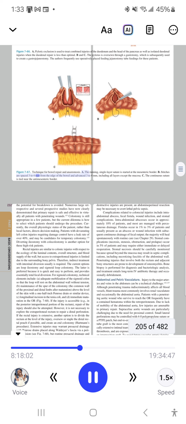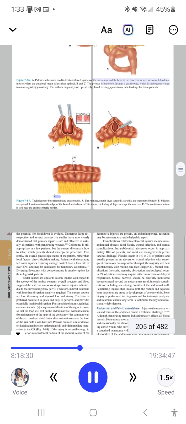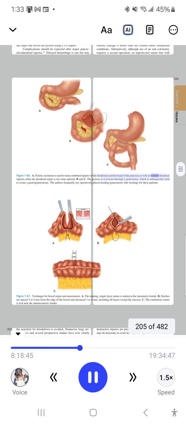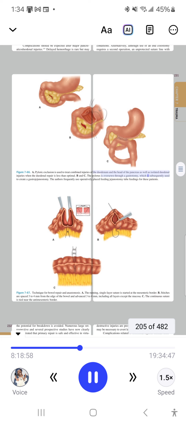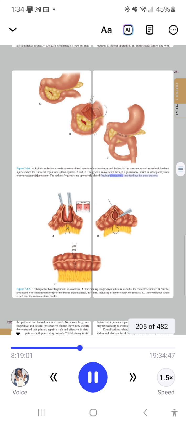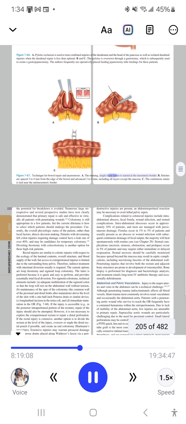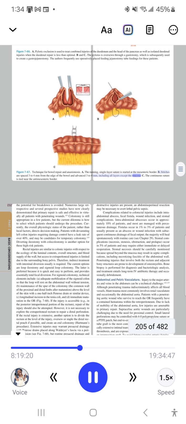A. Sutures are spaced 3 to 4 mm from the edge of the bowel and advanced 3 to 4 mm, tied near the intermesenteric border. The duodenum and the head of the pancreas, as well as isolated duodenal injuries, are oversewn through a gastrotomy, which is subsequently used for a feeding jejunostomy tube for these patients. Single-layer suture is started at the mesenteric border. B. Stitches include all layers except the mucosa.